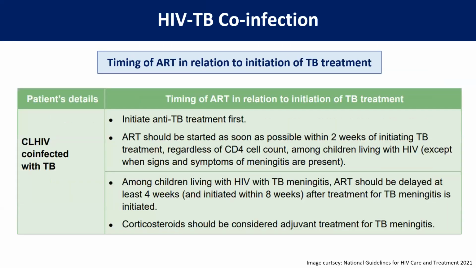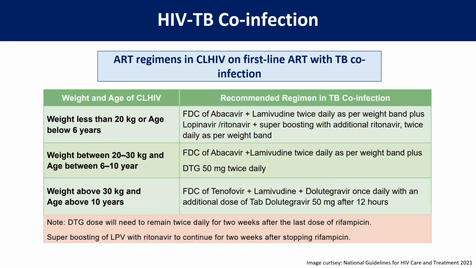In a CLHIV co-infected with TB, initiate ATT first, and as soon as possible, within 2 weeks of initiation of TB treatment, regardless of CD4 count, you need to start ART. Among children with HIV and TB meningitis, ART should be delayed at least 4 weeks after treatment of TB meningitis is initiated. Otherwise, IRIS can happen, and corticosteroid should be used for meningitis. So here the regimen is, as we have already discussed, how to modify the regimen.